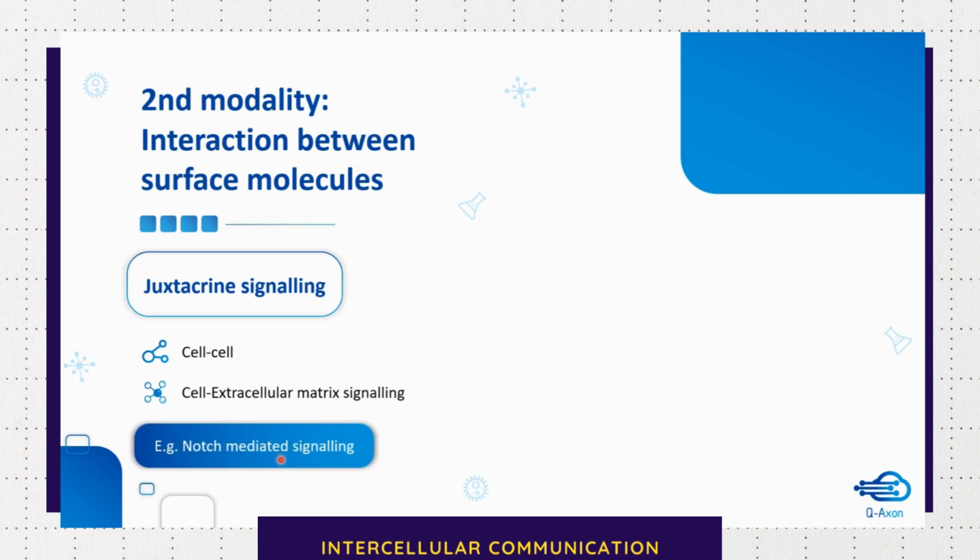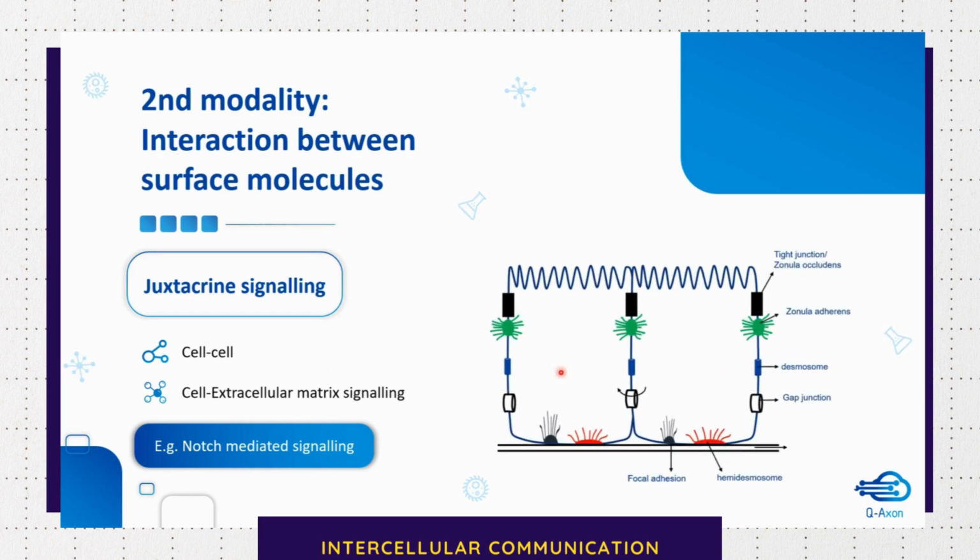An example is Notch mediated signaling, and one other very good example is activation of the platelets, where two platelets interact with each other and platelets also interact with the extracellular matrix. So there is platelet adhesion, platelet activation, that is interaction between the surface molecules. So in brief, let us see what these surface molecules are.